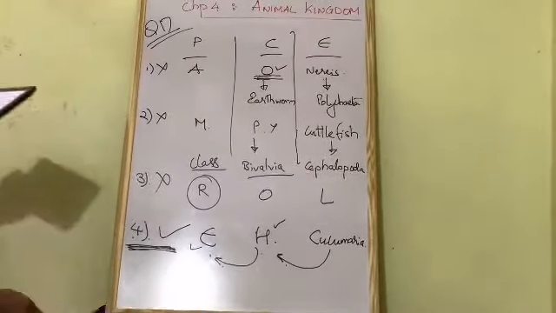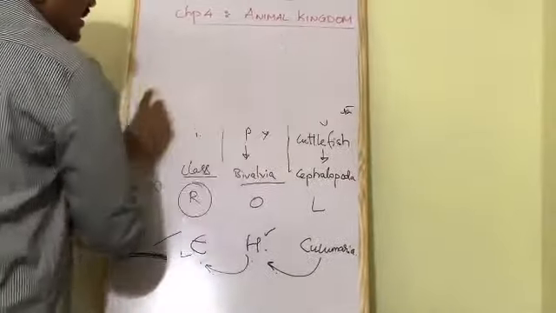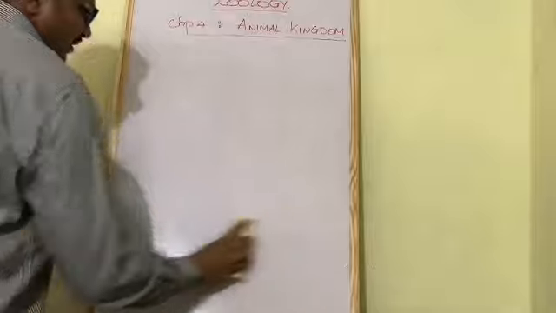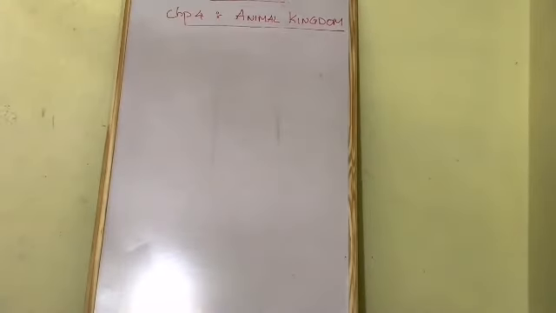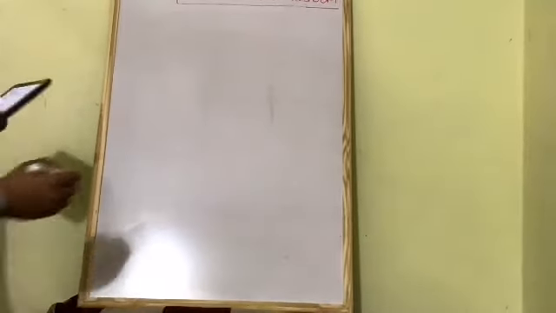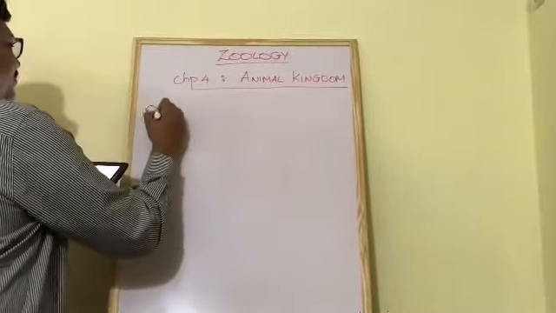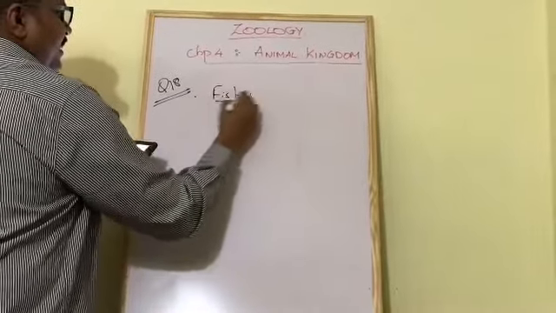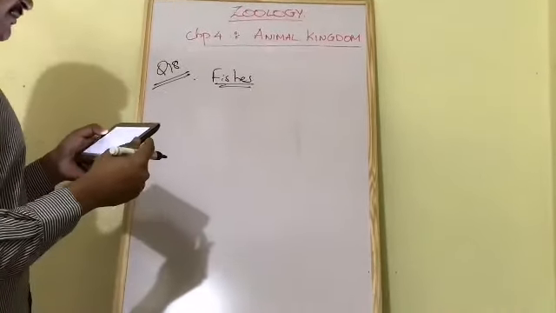Next we go for question number 18. Let us quickly erase the board and prepare for the next question. Question number 18 says, the fishes possess gills. Let me write it. Question number 18 says, fishes, and I hope you understand we are talking about the finned fishes.